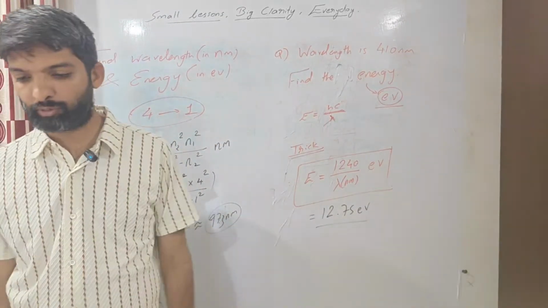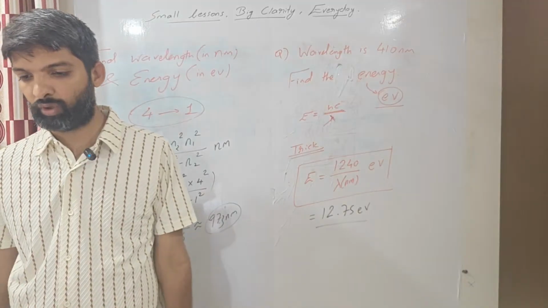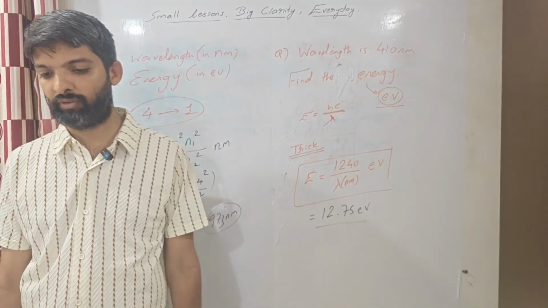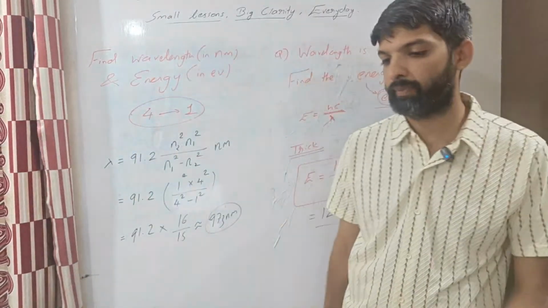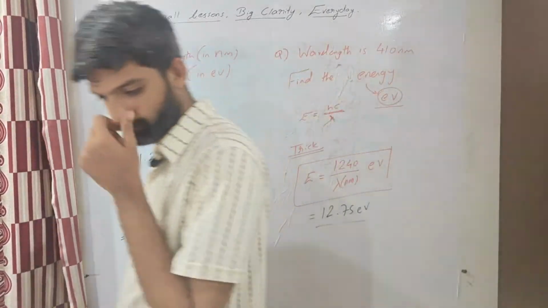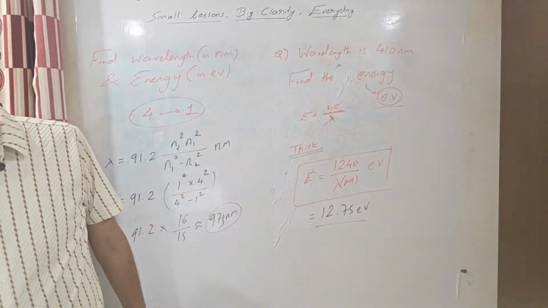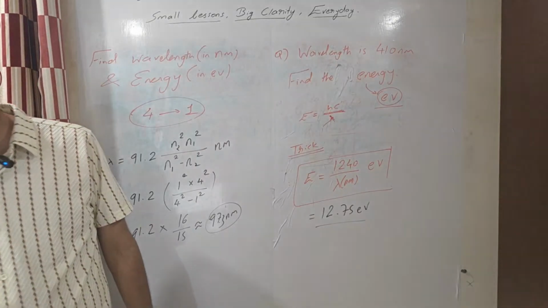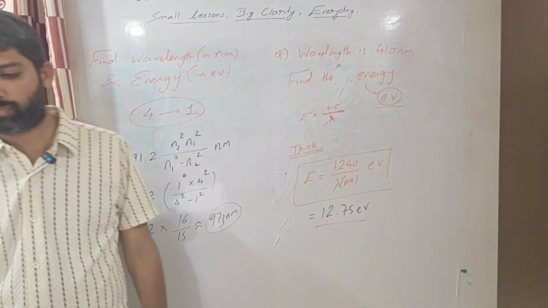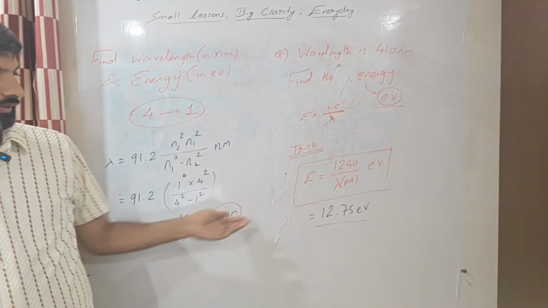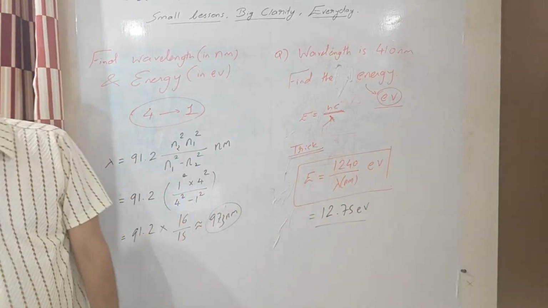So is there any doubt you can ask? So I hope it was a very fruitful session. You have solved many numericals from different concepts, right? But when you divide 1240 by 97, how do you get 3?